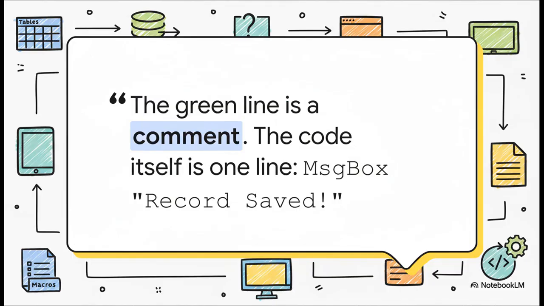And hey, don't let that word code freak you out. It doesn't have to be some crazy, complicated thing. A module could have something as simple as this. That green line up top, that's just a note for the human. The computer completely ignores it. The actual code is just that one little line, MsgBox, record saved. And all that does is pop up a little confirmation box on the screen that says, record saved. That's it. See? It's really just a simple set of instructions.